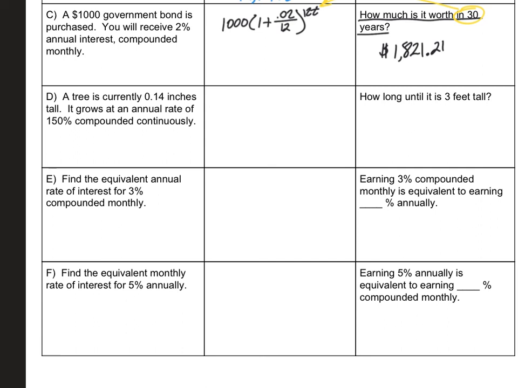Now this one's a little bit of a tricky one. We're talking about a tree. It's currently 0.12 inches tall. It grows at an annual rate of 150% compounded continuously. Well, compounded continuously is where we're going to use our PERT formula, which is principal times the natural base to the rate times time power.